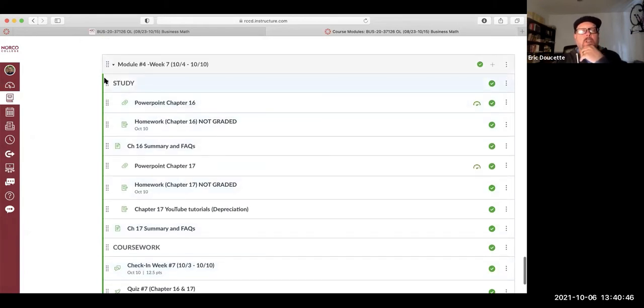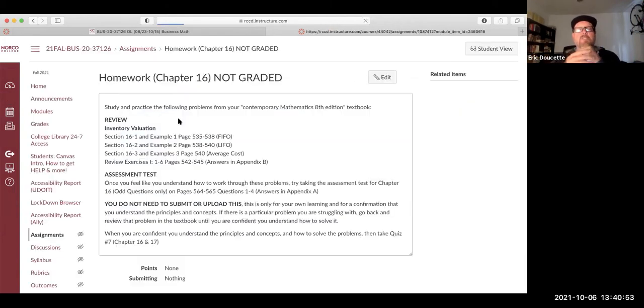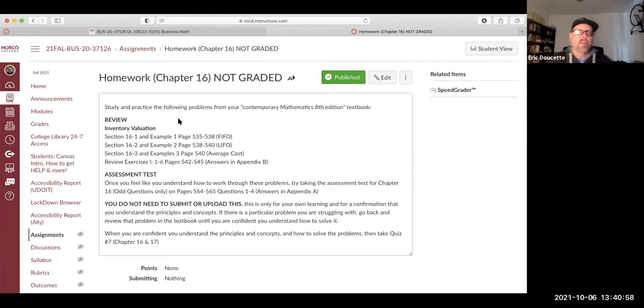And I wanted you to note here in this study section that I have PowerPoints, I have a summary, and then I have the homework. And I've rearranged these homework assignments to be hopefully a little more directed to you. If you notice here under review, I have inventory valuation, and I have section 16.1, 16.2, 16.3, and that's it. That's all you need to be concerned with when it comes to inventory. There's a few more sections in this chapter, but you don't need to do those. All of the questions on the quiz and all the questions on the exam will be covered by these 3 sections that you're going to work out.